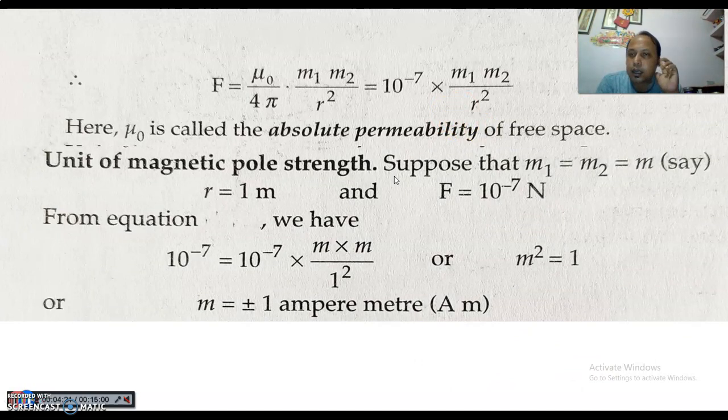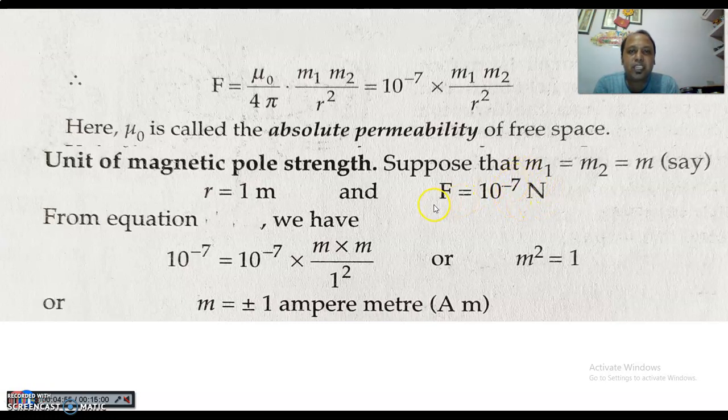Now see, if we want to find the unit of pole strength, the SI unit of pole strength is ampere meter. Now suppose we consider M1 and M2, that is the pole strength of the two magnetic poles of separate magnets, be given by M. Both are equal. Say M1 and M2 both given by M. The distance between the two poles be 1 meter, and the force between them, if it is 10 raised to the power minus 7 Newton.